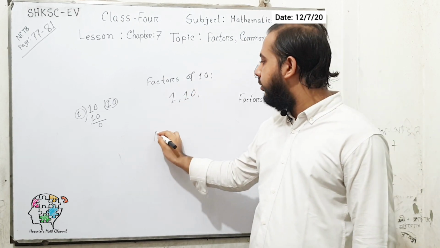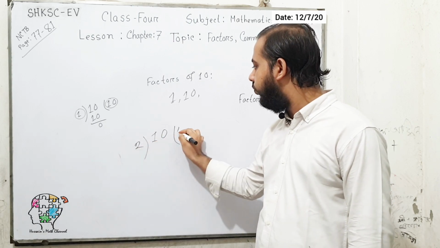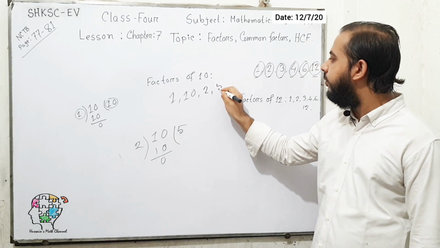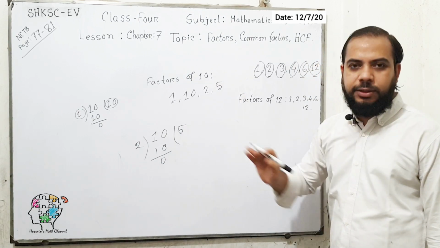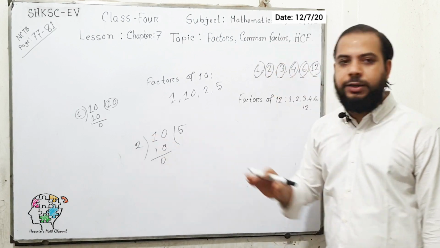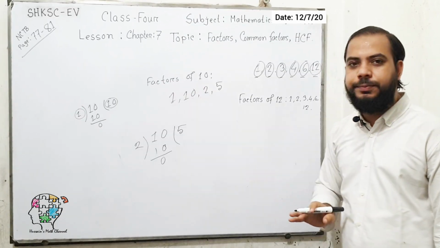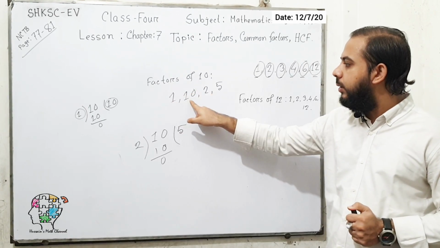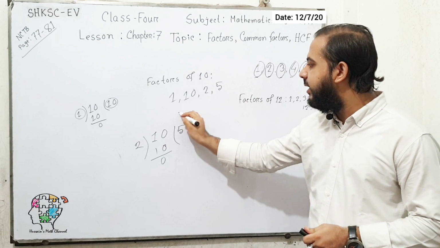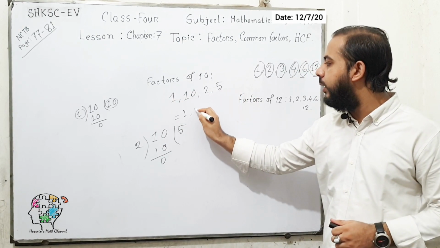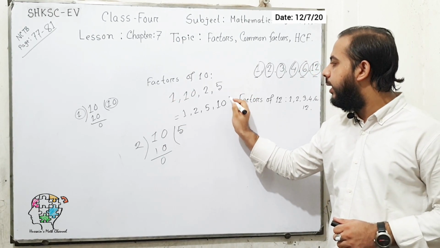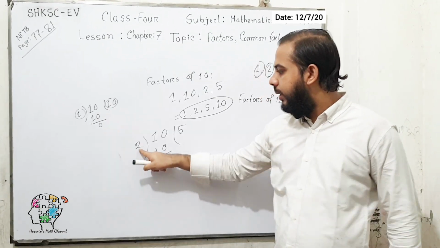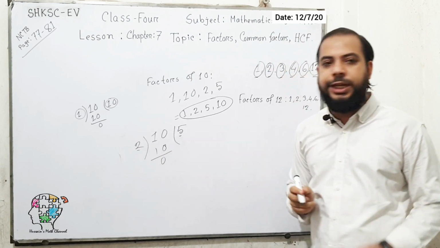Is there any other factor? 10 divided by 2, 2 5s are 10. So remainder is 0. So there are two more factors, 2 and 5. Is there any other factor? No. There are no numbers by which we can divide 10 evenly. So factors of 10 are 1, 2, 5 and 10. If you rearrange it serially, 1, 2, 5, 10. These 4 digits are factors of 10. So if you divide any number, the divisor and the quotient are called the factors.